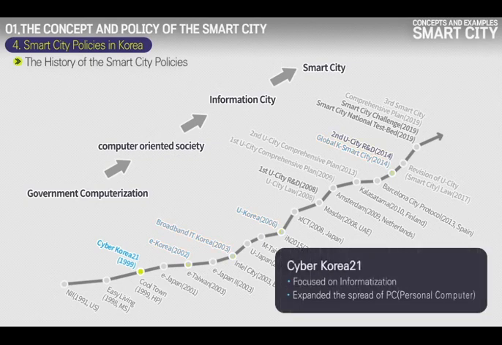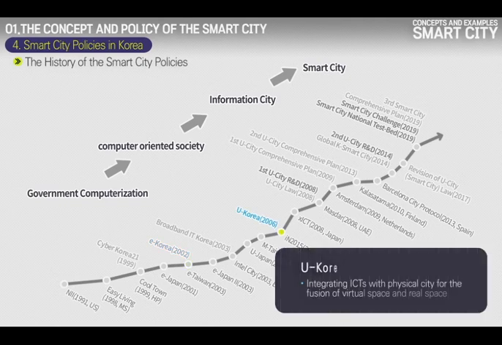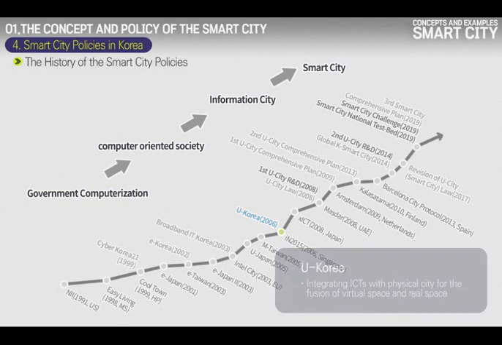The Cyber Korea 21 strategy focused on informatization, which expanded the spread of personal computers. And E-Korea focused on building high-speed internet networks and virtual cities with the aim of expanding internet penetration. U-Korea focused on integrating ICTs with physical cities for a fusion of virtual space and real space. In 2008, the world's first ubiquitous city law was enacted.